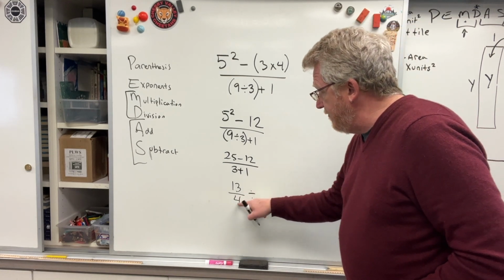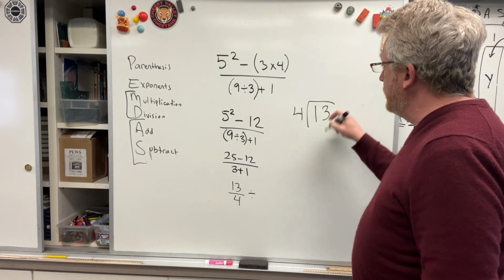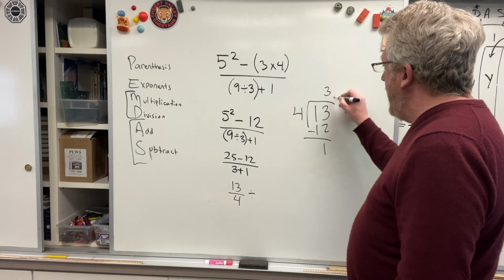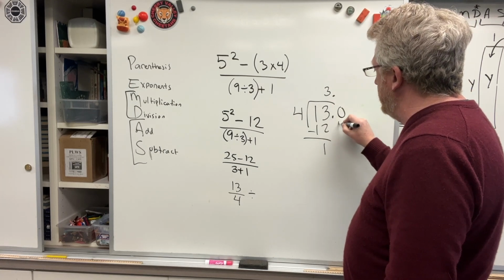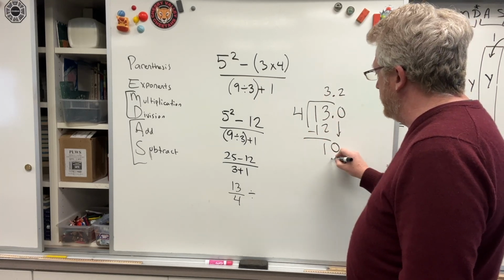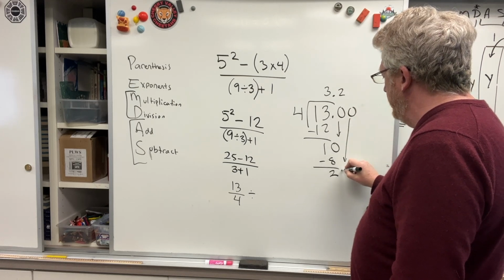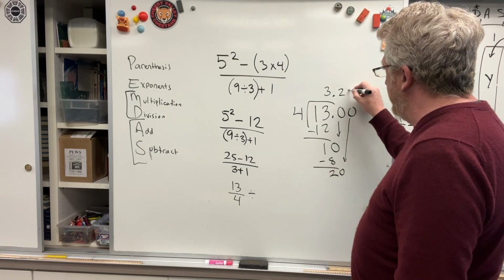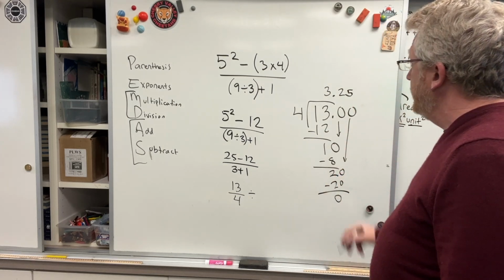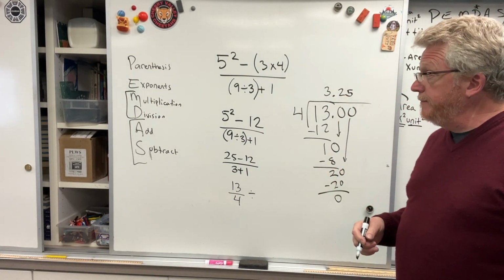13 divided by 4, that would be this. 4 goes into 13 3 times. 3 times 4 is 12. Subtract, I get a 1. Add my decimal point, add a 0. 4 goes into 10 twice. 2 times 4 is 8. I subtract, I get a 2. Add a 0, bring it down. 4 goes into 20 5 times. 5 times 4 is 20, and I'm done. That's it. 3 and 25 hundredths is the actual answer to that problem.